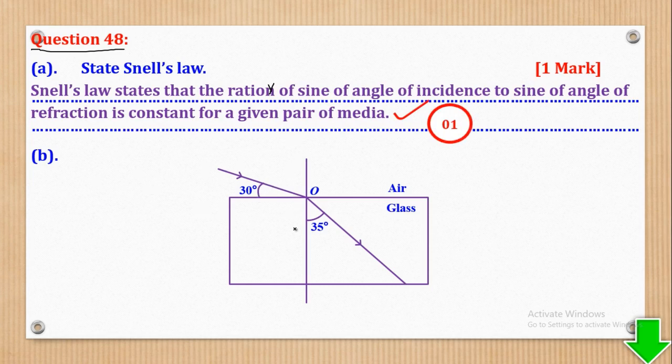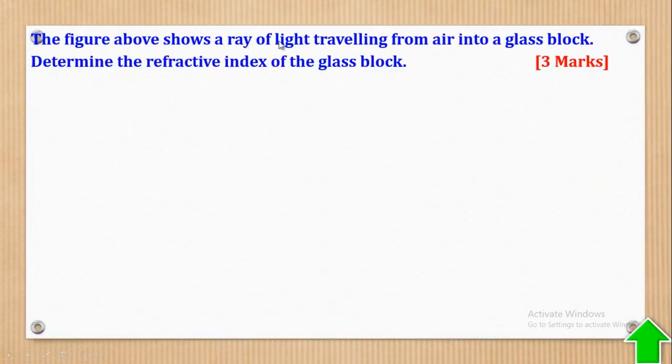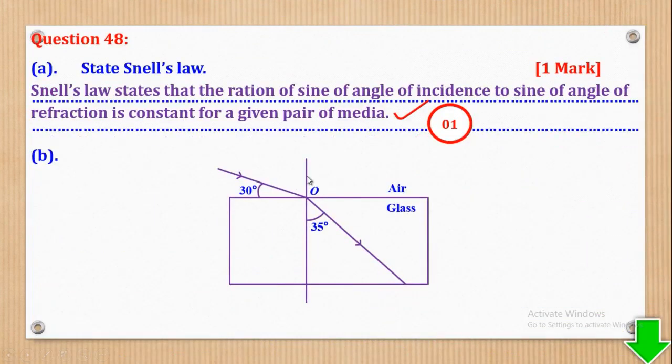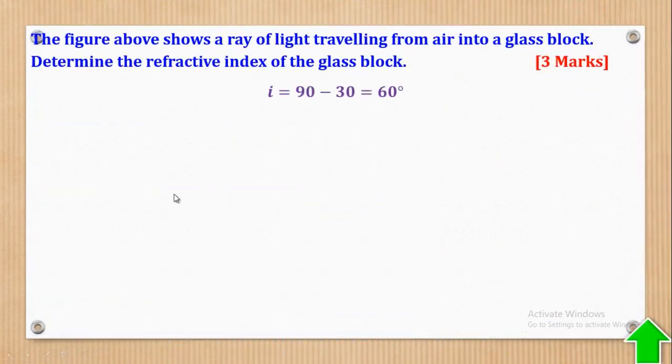So in part B we have this diagram, and let's see the questions being asked. The figure above shows a ray of light traveling from air into a glass block. Determine the refractive index of the glass block. So the first thing to do is to get the angle of incidence, because angle of incidence is measured from the normal, but this one is to the horizontal. So we have to first get this angle, and that angle will be 90 minus 30, which is 60 degrees.